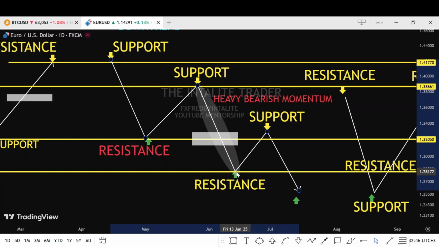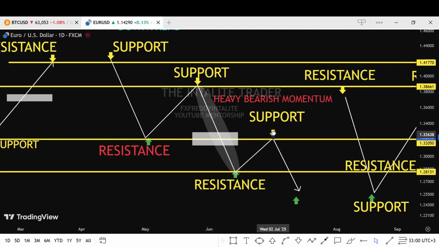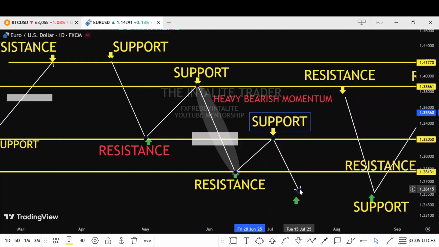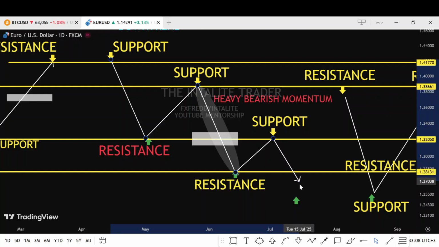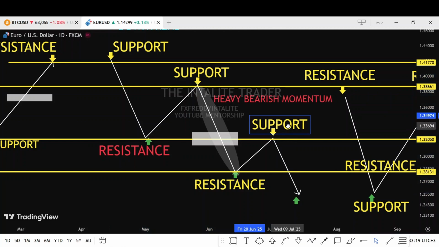And when price is resisted from further going down, it is forced to pull back to go and find support. So this support you're seeing here is what forces price to further trade and continue going lower and lower. So you will see price get support at this level and continue to push lower.